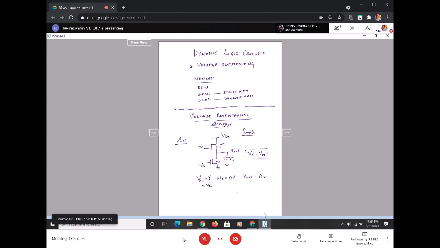The moment I change Vin from logic 1 to logic 0, that is 0 volts, what happens to my M1? It becomes off, because the gate voltage is 0 for NMOS. The moment the gate voltage for NMOS is 0, it is off. Now, who will tell me what is V out?